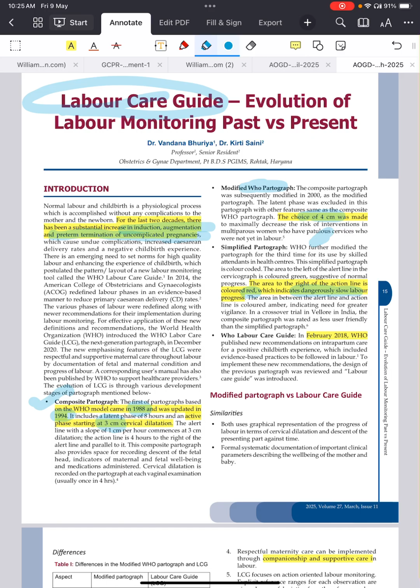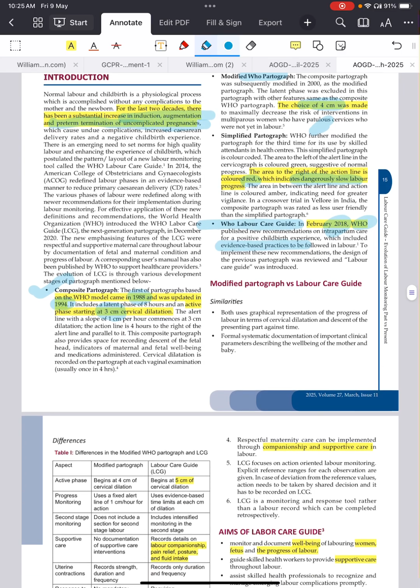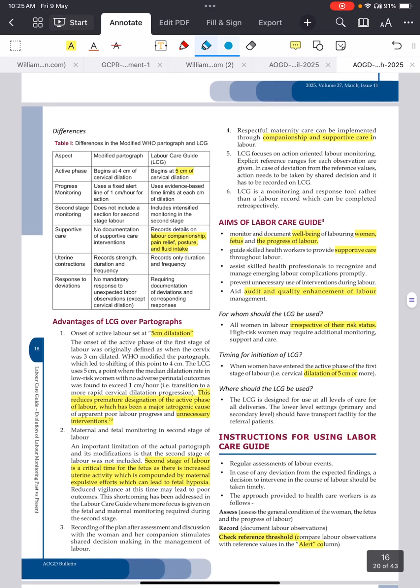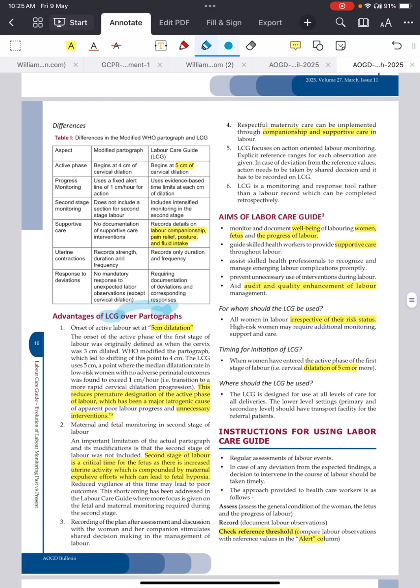After trials and errors, finally they settled with the WHO labor care guidelines, which were introduced in February 2018 by WHO. This has many different changes, and evidence-based practice is the principle followed in the labor care guidelines. So I'll tell about the labor care guideline advantages over other partographs. First, the active phase now starts at 5 centimeter. How much? 5 centimeter. This prevents premature designation of the active phase of labor. If you give 4 centimeter, there is a high chance of intervention. That's why they changed to 5 centimeter. Even the expectation of 1 centimeter per hour has also been changed, depending upon the woman.